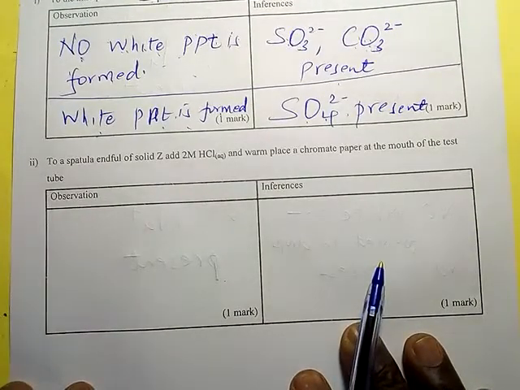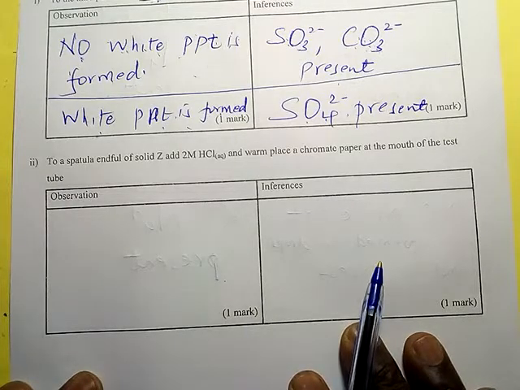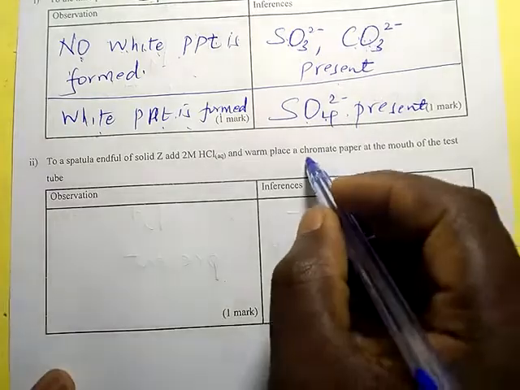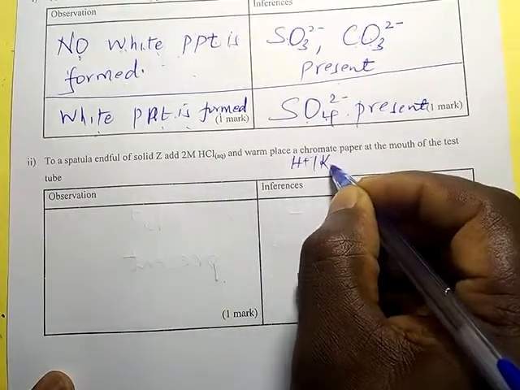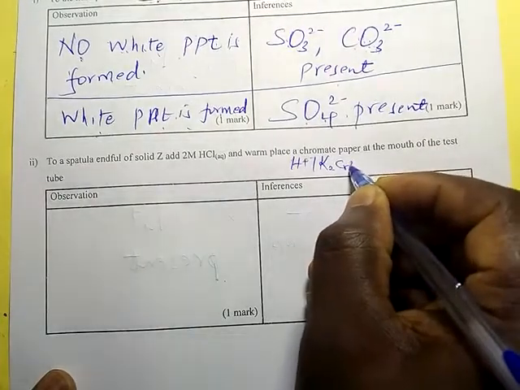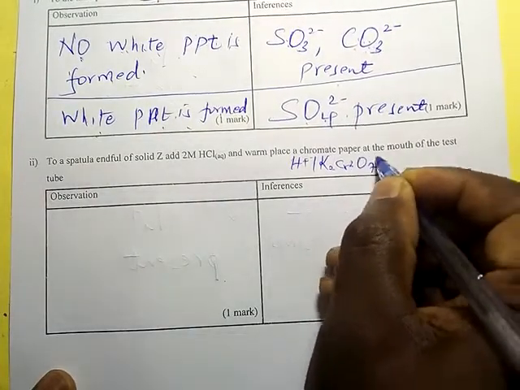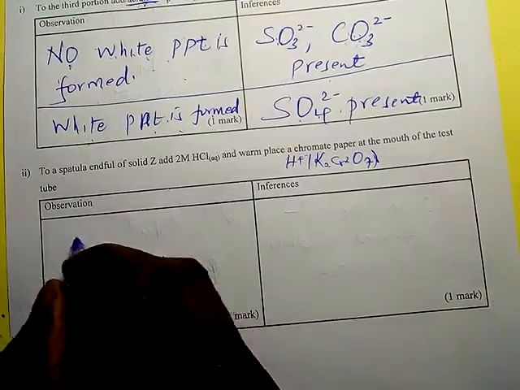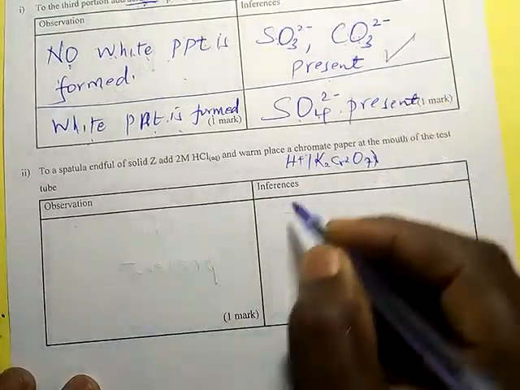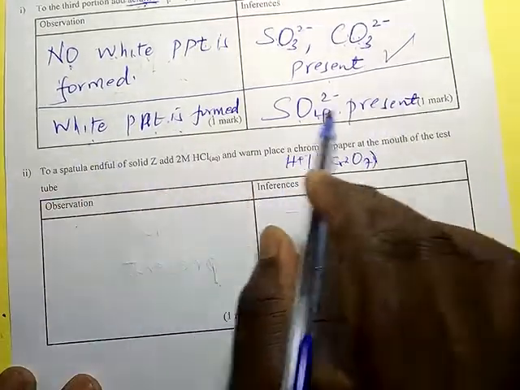To a spatula end full of solid, add 2 more HCl and warm, place a chromate paper at the mouth of the test tube. So instead of chromate paper, you can use acidified potassium dichromate. It works the same. So what is the observation?